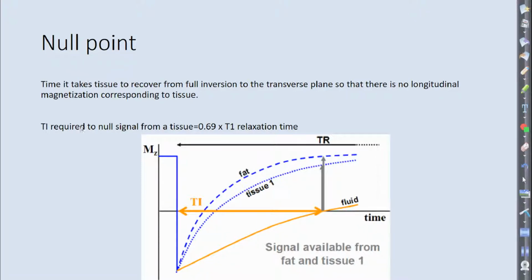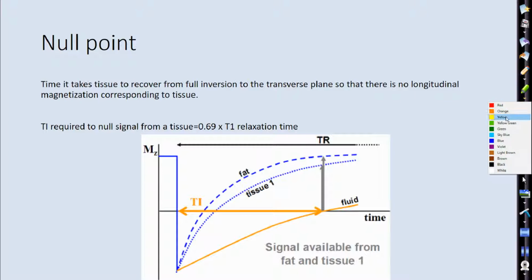So to calculate the null point, it's the TI required to null the signal from the tissue. So it's basically 0.69 times T1 of that tissue. This is an equation you need to know for the registry. The test registry, please remember this equation. TI equals 0.69 times the T1 relaxation time of whatever tissue you're trying to null, fluid or fat.